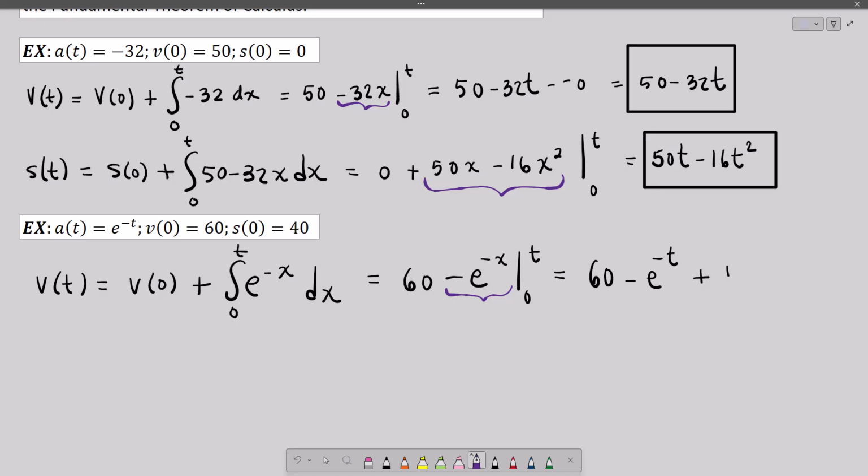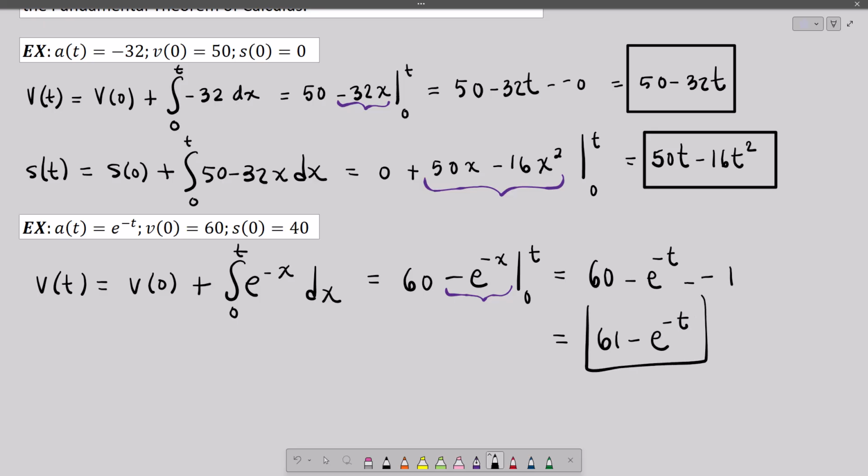And then we subtract off the lower limit of integration. Plugging in the lower limit of integration, we get e to the 0, which is 1. So we have a -1 as the lower limit evaluation, but we're subtracting off the lower limit. So in our mind, we have to remember that it's minus minus 1. So we'll end up with 61 minus e to the negative t.